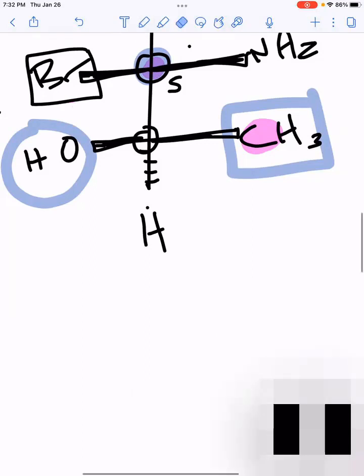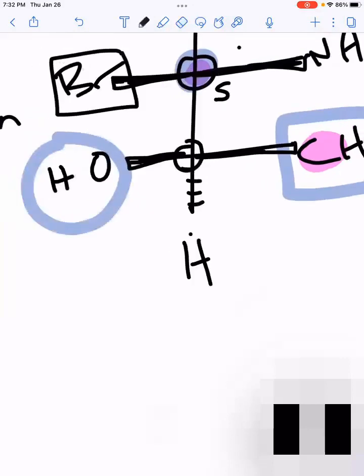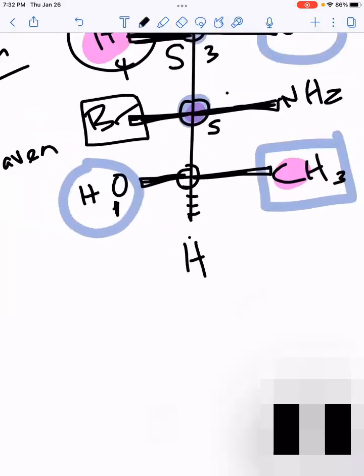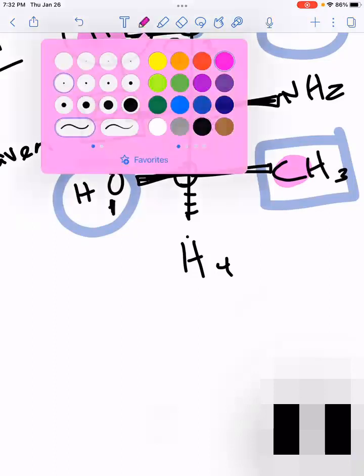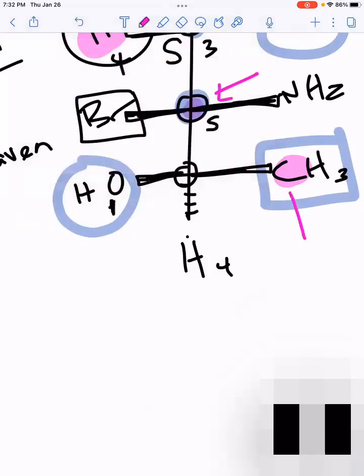All right. So let's do the bottom one. This is obviously oxygen is going to be 1. And then this is 4. 2 and 3 will be between this carbon here and this carbon right here. What do you think?